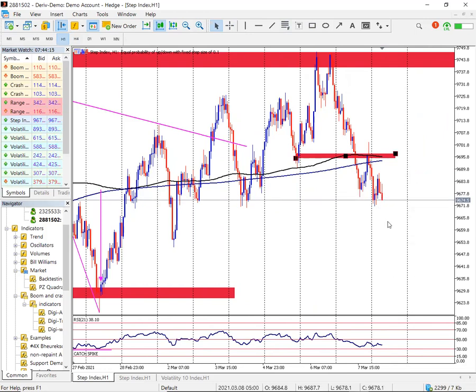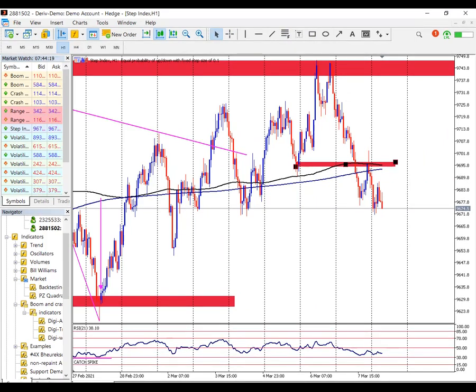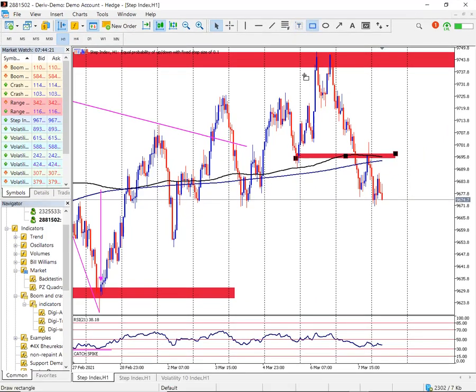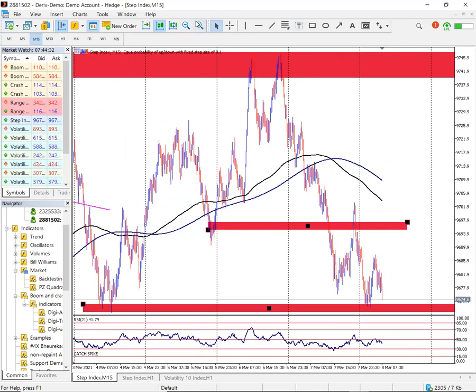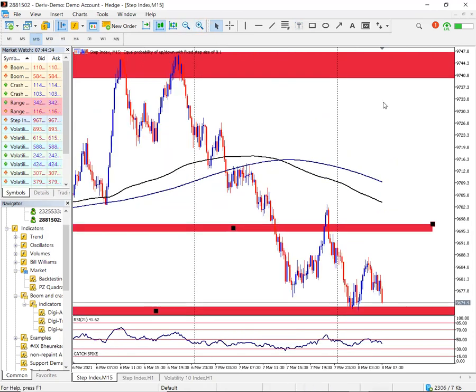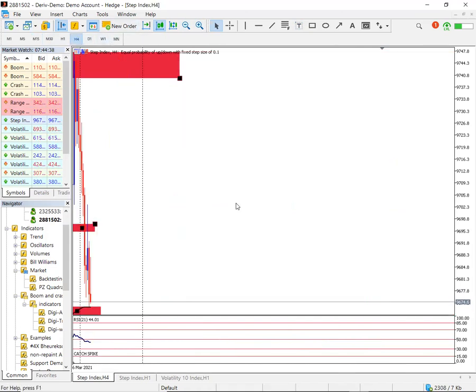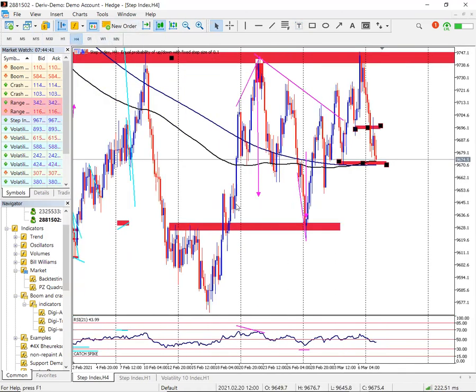Still dropping. It needs to break that support. If anybody wants to join, there's this support where these rejections are. It can still bounce from this support and then go up. For now, I'll just keep off Step until I get something good. That's what I can say for today.